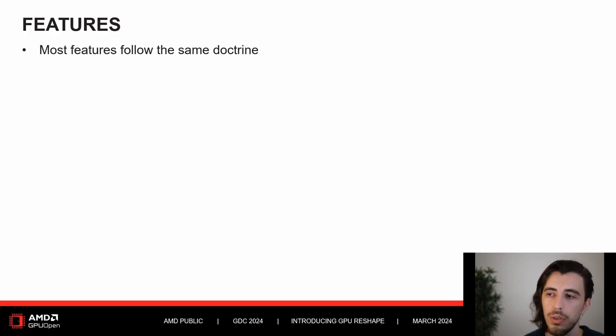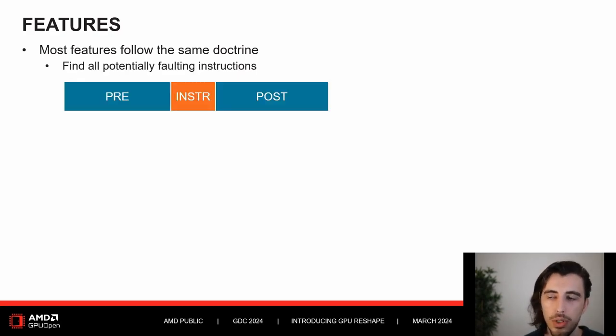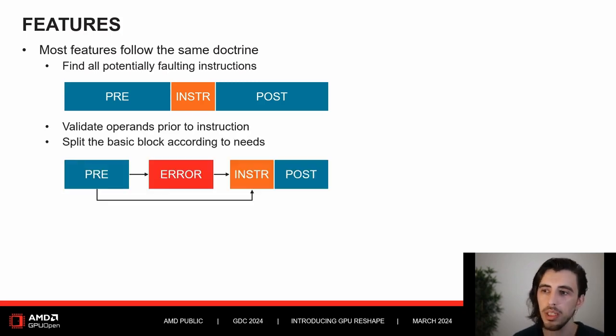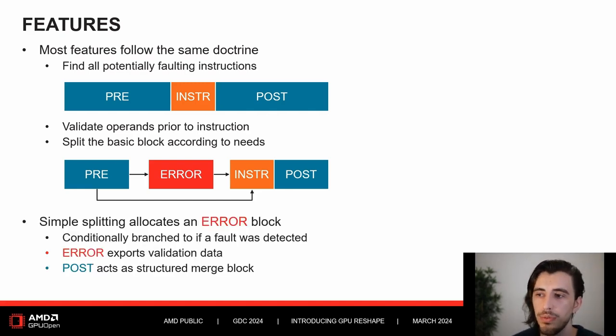So most features follow the same doctrine. We find all the instructions that can cause issues, we validate them somehow, and split up the blocks according to needs, since we may need to branch. If a fault was detected, we branch to the error block, which exports some data, and if not, we just resume the program. Pretty simple.